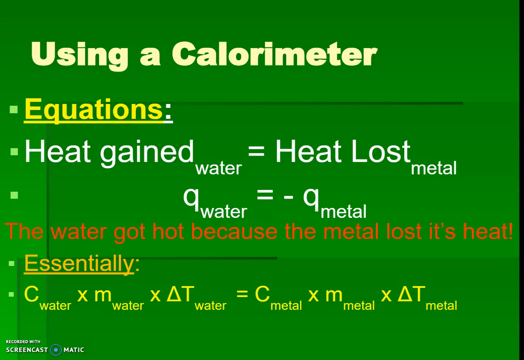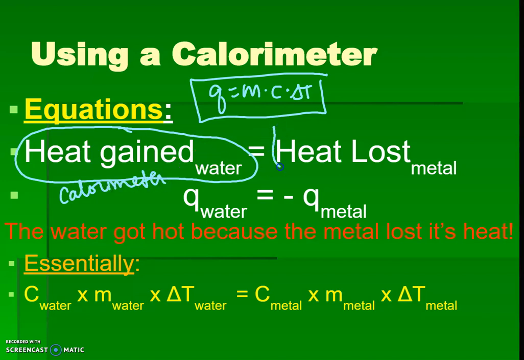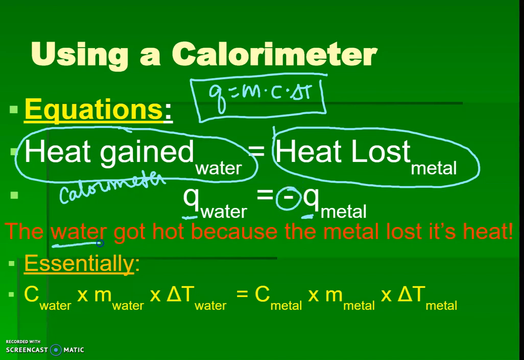So when using a calorimeter, we are going to use the Q equals mc delta T equation. And we're actually going to use two of them, because the water in the calorimeter is going to get hot because the heat that's lost by the metal gets transferred to it. So the Q of one thing is equal to the Q of the other, but with a negative sign. The water in the calorimeter gets hot because the metal loses its heat, and we know all about the law of conservation of mass and matter.